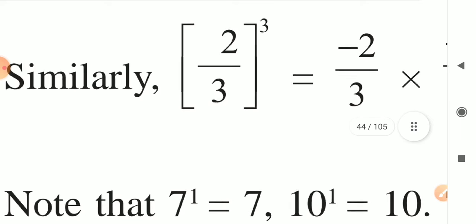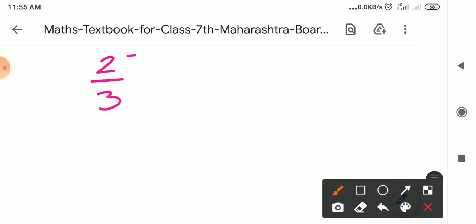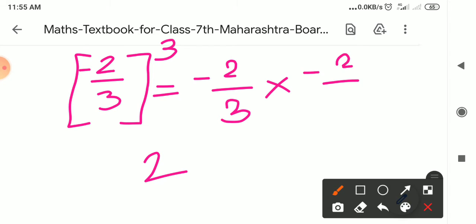Here they give minus 2 upon 3 raised to 3. So we will find its value. When there are 2 digits, meaning a fraction comes, you have to give the square bracket. Negativity is there. This means minus 2 upon 3 raised to 3, or minus 2 upon 3's cube. If the power is 2 we say square, if the power is 3 we say cube, and if more than 3, raised to 4, raised to 5, we read it in this way. So minus 2 upon 3 into minus 2 upon 3 into minus 2 upon 3.